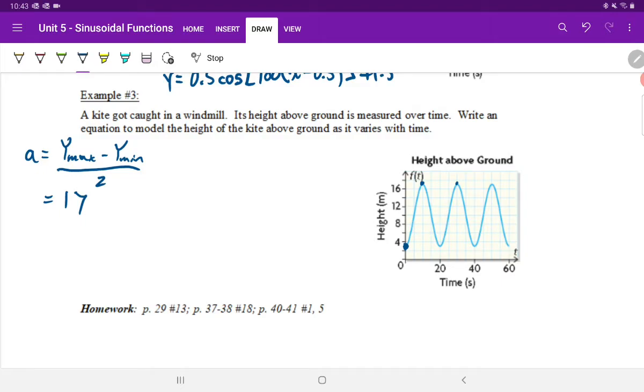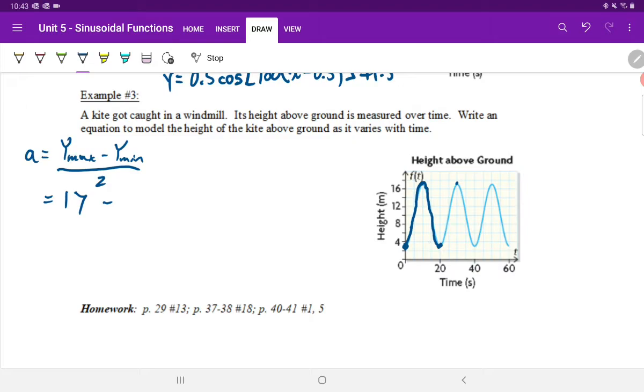And if you're measuring the kite's height as it's going around the windmill, it got caught at the bottom. It's going to start to go up all the way to the top of the windmill. And then, because the windmill is a circular object, it's going to go back down. Okay? And then go back. And it does this in a repetitive pattern. So tracking the height of that kite is following a sinusoidal function.